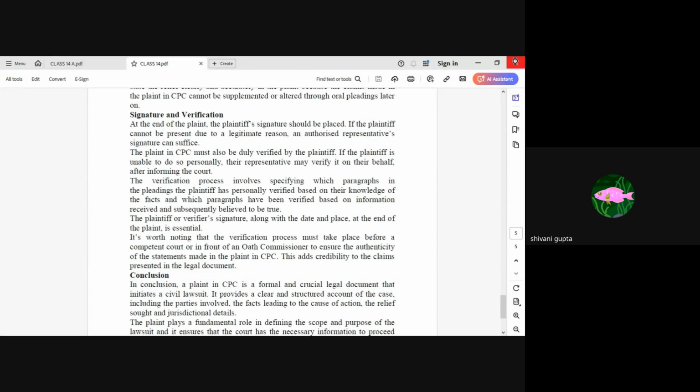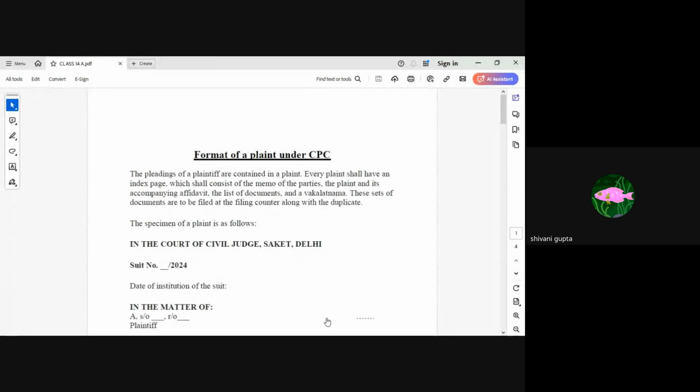Now I will share another PPT. Wait for a second, I'm just sharing another slide that will talk about the format. Meanwhile, if anyone has any query regarding the same, please put it in the chat box. This was particularly the law about the plaint. Now I will share the format of the plaint. Is the screen visible?